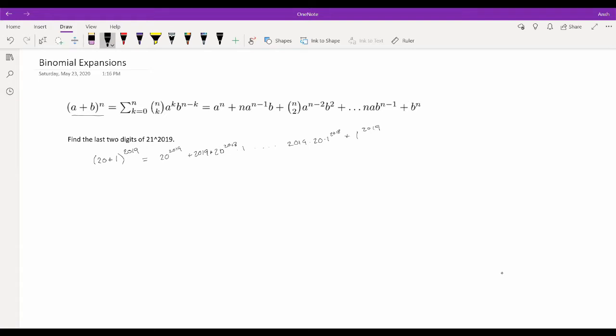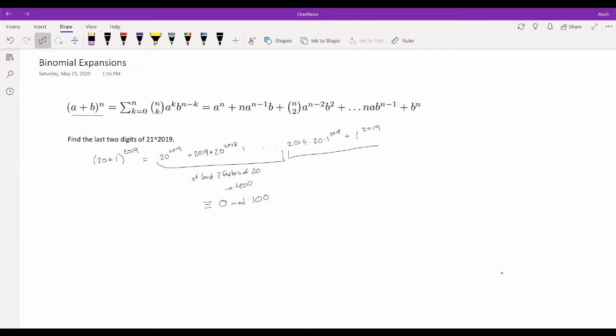Something special you can see here is that all the terms, except for the last 2 terms, are multiples of 100 because they have some multiple of 20 squared. And 20 squared is 400, which is a multiple of 100. So all of this is equivalent to 0 mod 100, and we can just ignore all of that. That means we only need to consider the last two terms.